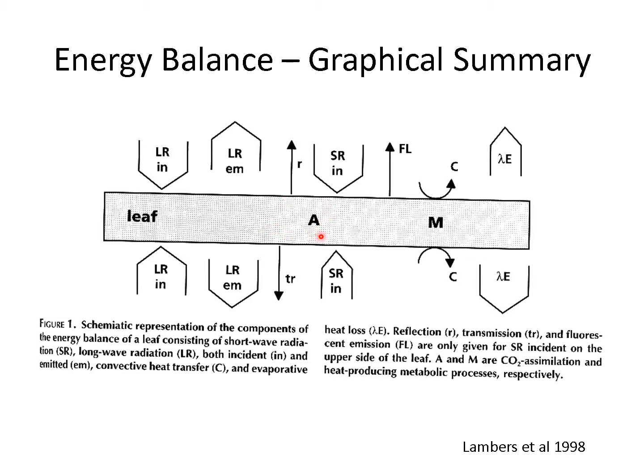Energy output: here's assimilation, and in this case metabolism, which we referred to as respiration. We can have loss of energy through long wave radiation emission from the top or bottom of the leaf. We can have loss of radiation through transmission. And we can have loss of energy through convection or through latent heat loss. You notice that the latent or evaporative heat loss is indicated as being larger on the lower surface of the leaf because that's where most of the stomata are on most leaves.